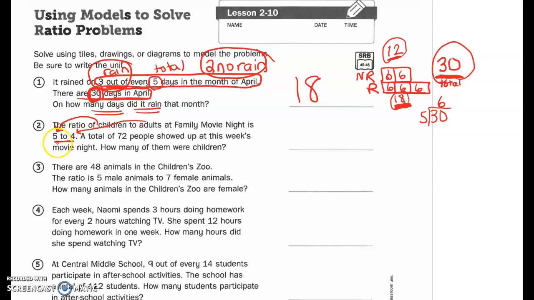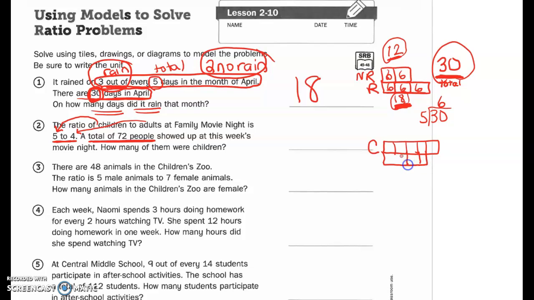Well, let's look at our ratio that we were given. So this is a total of 72 people, and our ratio is children to adults. So those are both parts. So we actually will be able to draw this one 5 to 4 because the people at the theater were either children or adults. So we have both of our parts. So I'll draw a box of 5, and that will represent children. And then adults was 4.